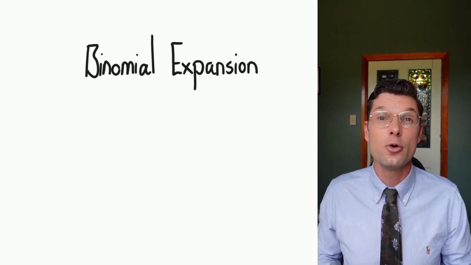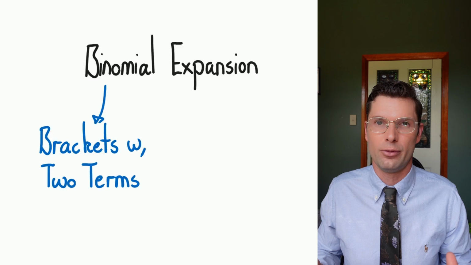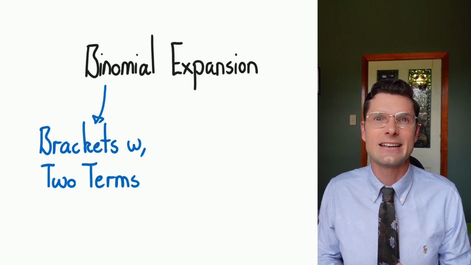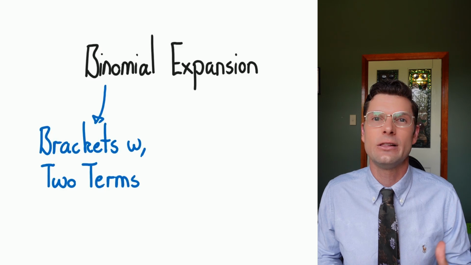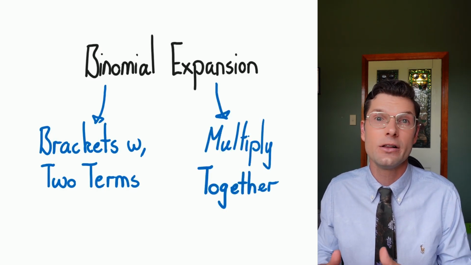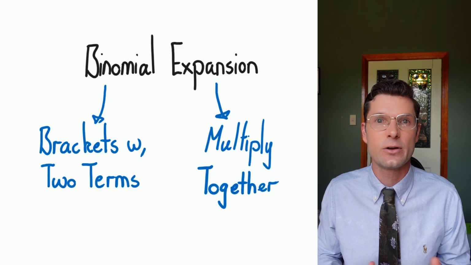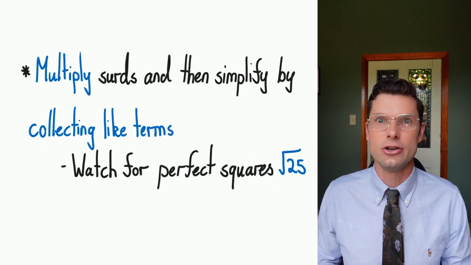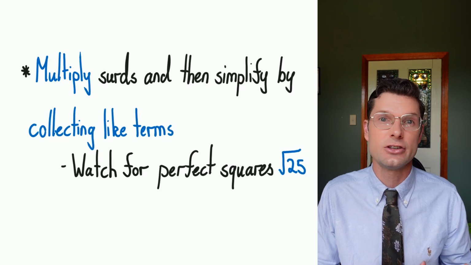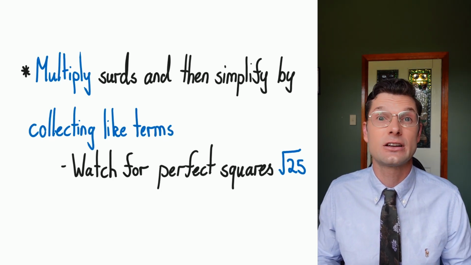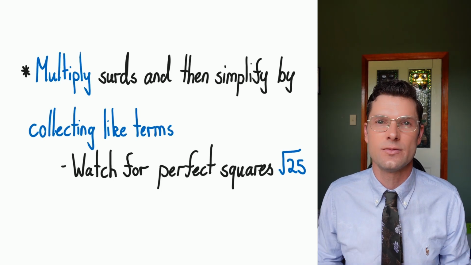The word binomial means we're talking about two separate terms, usually with a plus or a minus in between. And then an expansion, just like expanding that we learnt in like year 8, is just multiplication. So a binomial expansion is going to be two brackets with two terms multiplied together. We have to put this together with our surd knowledge. So we need to multiply the surds correctly by putting everything under the same root if needed. And then we have to collect like surds if possible.